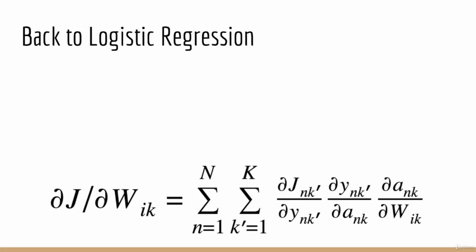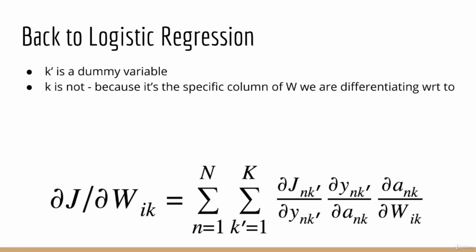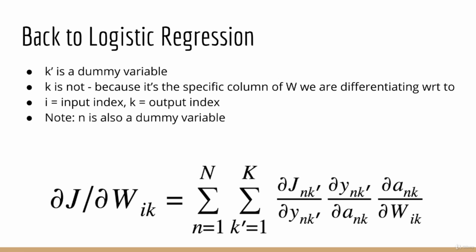So going back to our chain rule expression, the dummy index used for the summation is k prime. It cannot exist outside the summation. The k that we have on the left is not a dummy index, and it refers to the output index of the weight w. So i represents the input index and k represents the output index. Notice also that n is a dummy variable. It exists inside the summation, but it's not allowed to exist outside the summation.